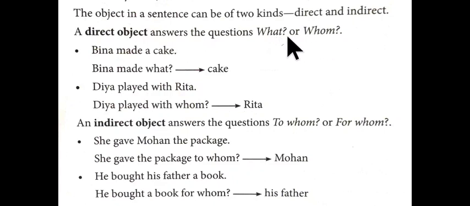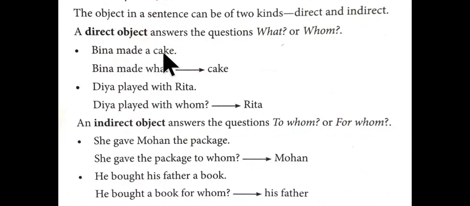So you have to ask the question on your own, okay. You have to ask in order to get the direct object. For example, there is a sentence, Beena made a cake. So you have to ask a question in order to get the direct object, okay. So Beena made a cake. Only these two questions we can use, okay. What or whom.